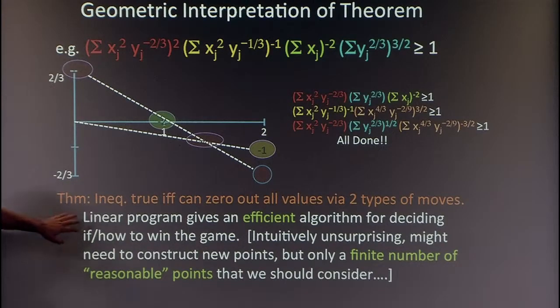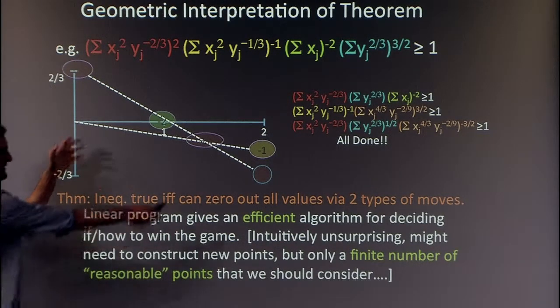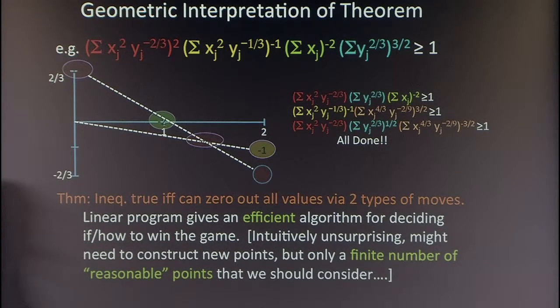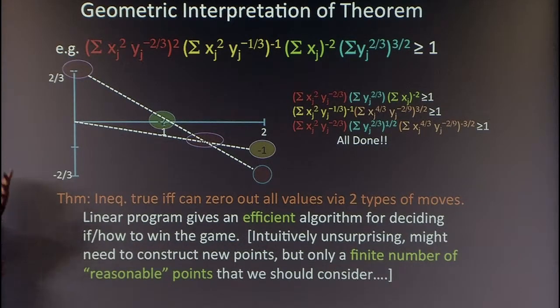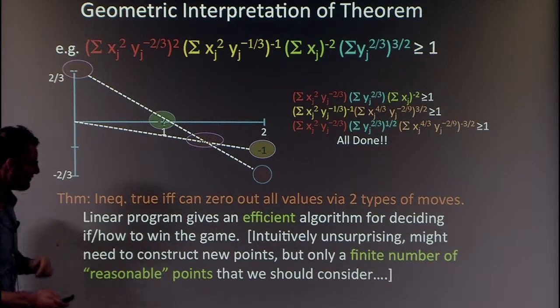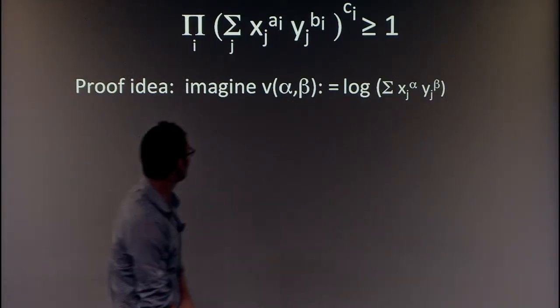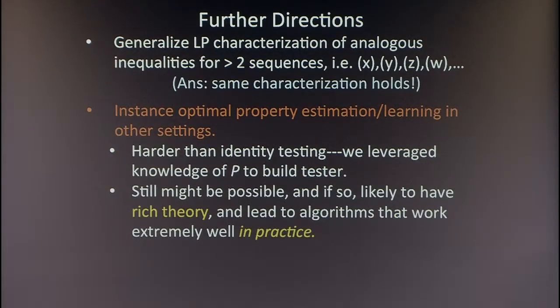And in some sense, our theorem shows that there's an efficient algorithm for deciding how to win this game, if it's winnable. Okay, and even though there are an infinite number of moves, intuitively only a finite number of them really makes sense, right? Okay, so I guess I'll skip the proof of this, and I'll just end with further directions.